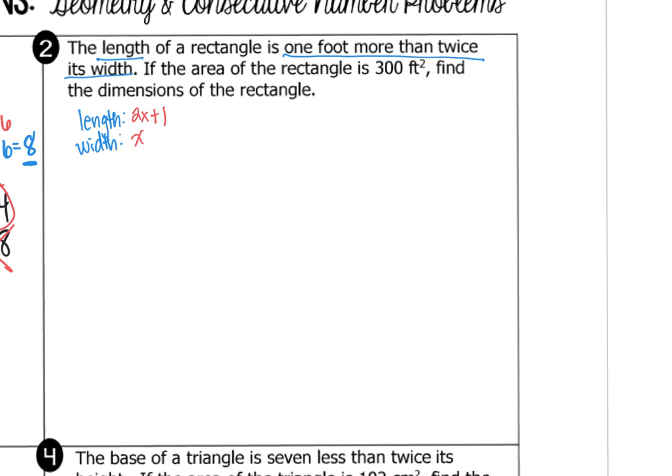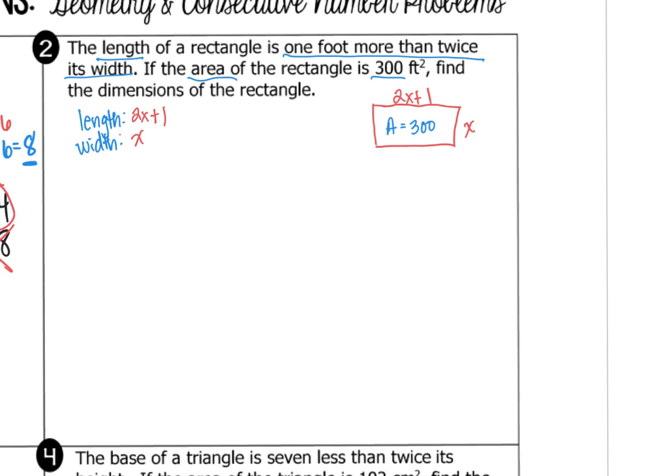If you wrote 1 plus 2x, it'd be the same thing, but I like having my x's more to the front. So again, this rectangle, what do we have? We have a rectangle, and the length is 2x plus 1. The width is x. That's what we know so far. And then it goes on to tell us that the area of the rectangle is 300 feet. So the area of the whole thing, the length times the width, equals 300.